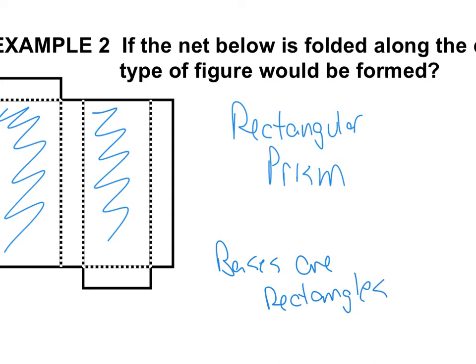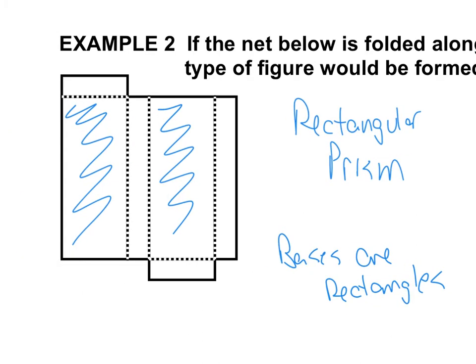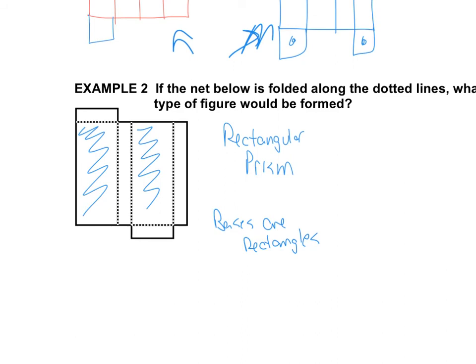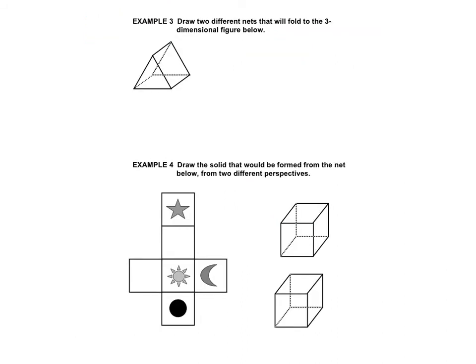So whenever you're looking at one of these things, look at the dominant shape, the one that there's two of, that are exactly the same. And I realize there's three in this one, but they're all rectangles. There's nothing you can do about it. Let's go to the next page.